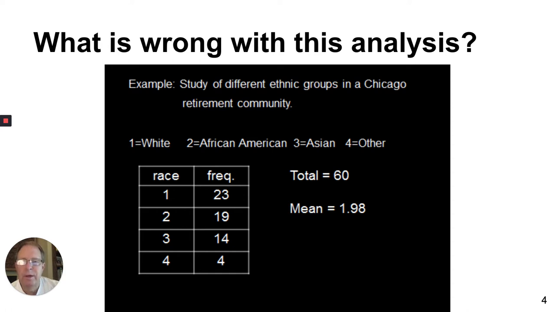Well, what's wrong is that they went ahead and calculated the mean. And it doesn't make sense to calculate the mean for categorical data. I could easily renumber the categories with different numbers and get a different mean. So it just doesn't make sense to perform functions like averaging with categorical data.